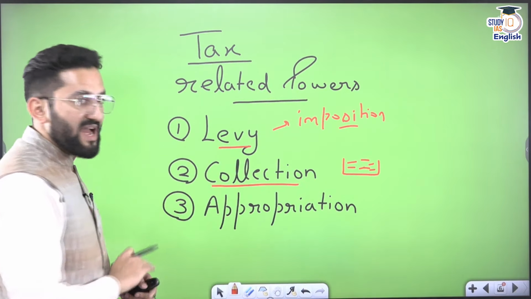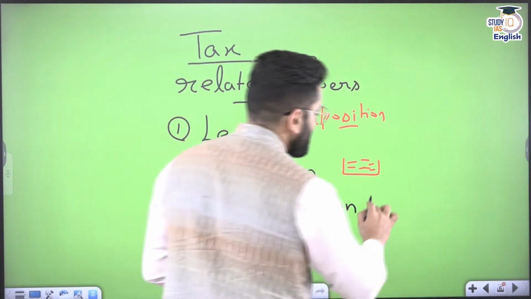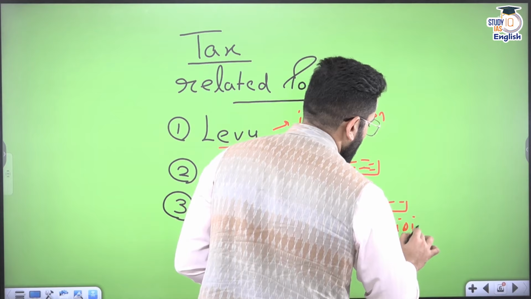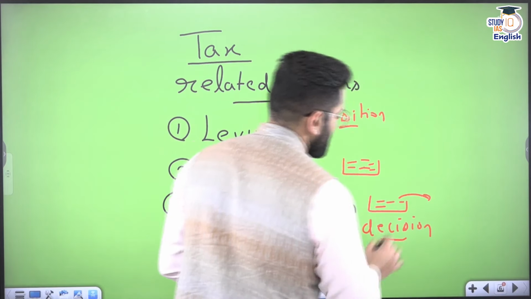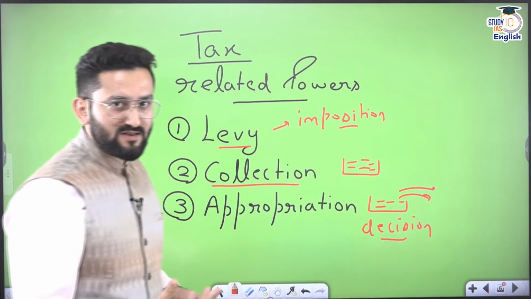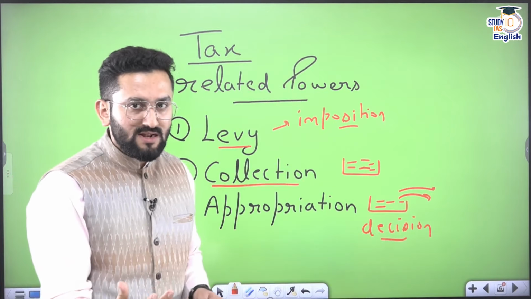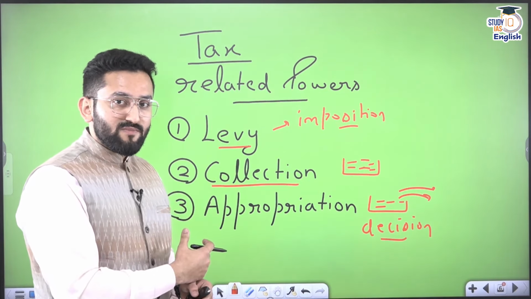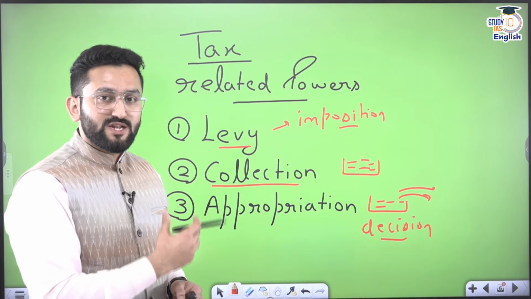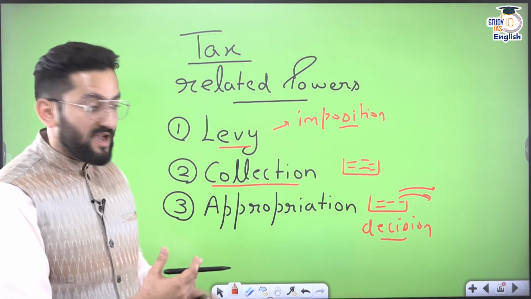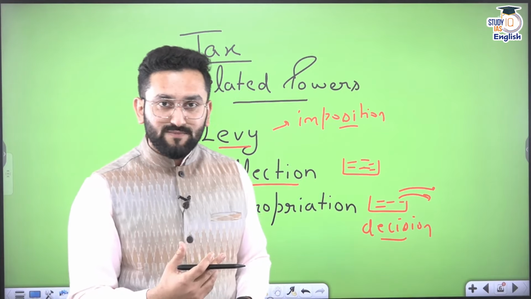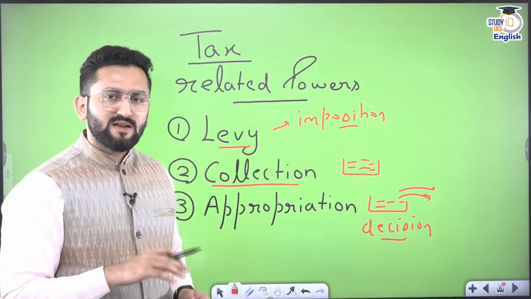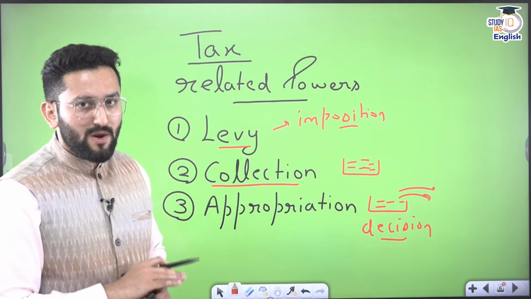Now the third step, appropriation. Appropriation means the decision to actually spend from this collection. Why are you collecting taxes? Obviously to spend, right? Now, in certain tax categories, appropriation power is with the center. In other tax categories, appropriation power is with the state. So we should have a clear idea on which kind of taxes the state government has appropriation power.